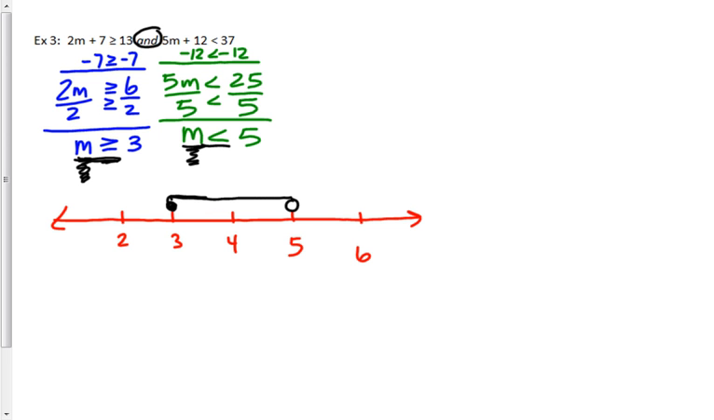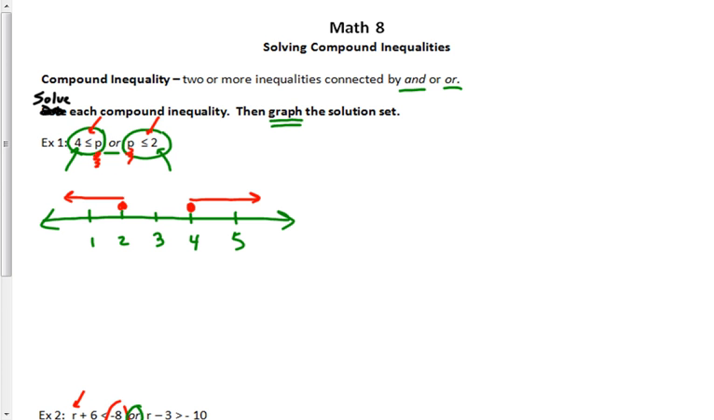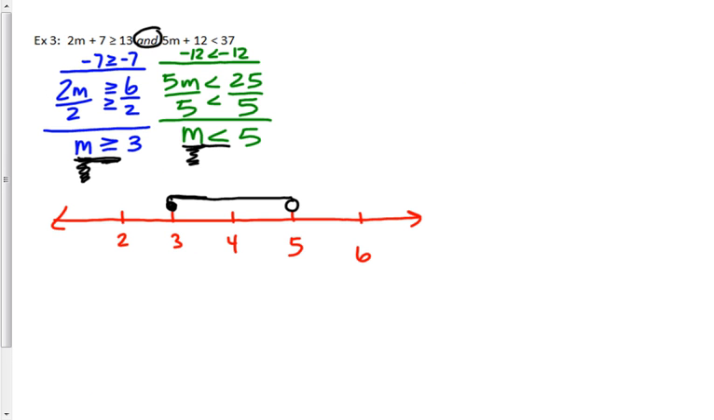Now what this is doing is basically showing a range of values. Note the difference between the graphs between "and" or "or" and "and".